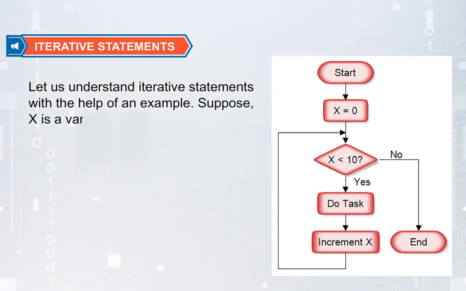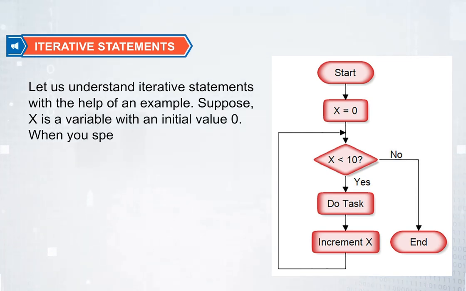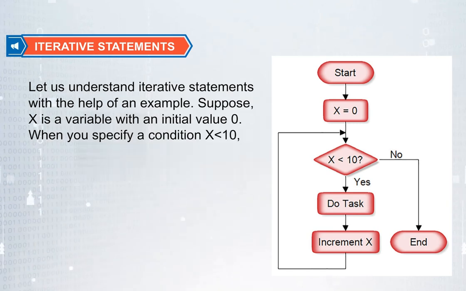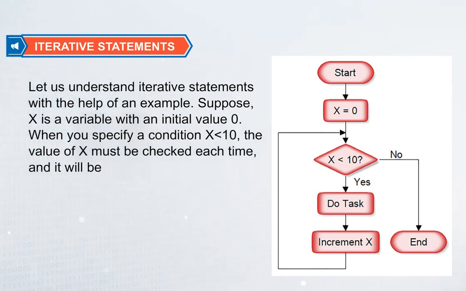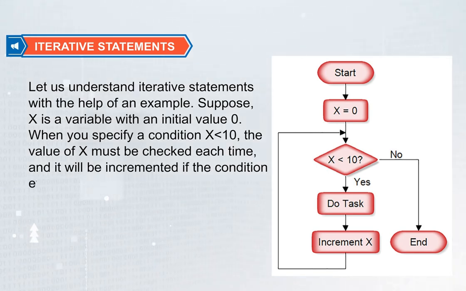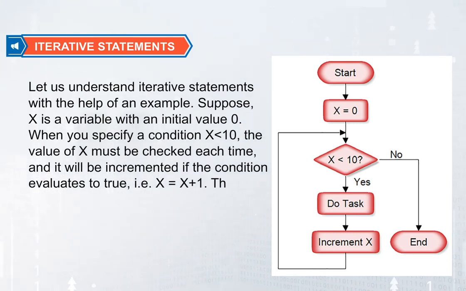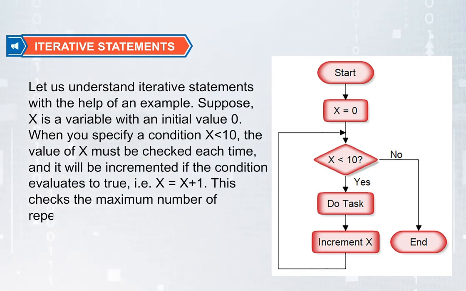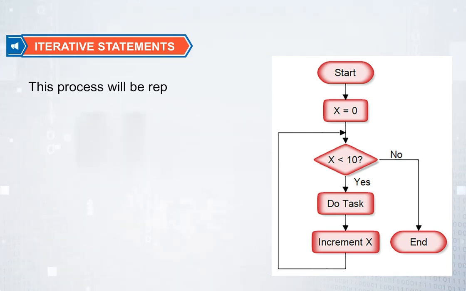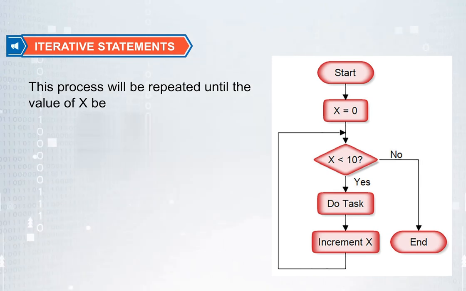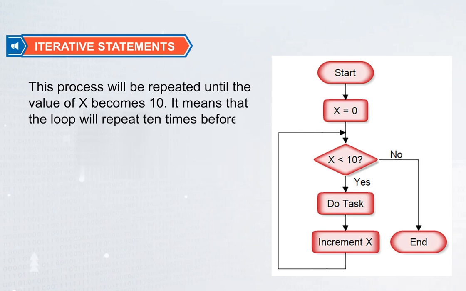Suppose x is a variable with an initial value 0. When you specify a condition x less than 10, the value of x must be checked each time and it will be incremented if the condition evaluates to true. That is, x is equal to x plus 1. This checks the maximum number of repetitions, which is 10 in this case. This process will be repeated until the value of x becomes 10. It means that the loop will repeat 10 times before terminating.